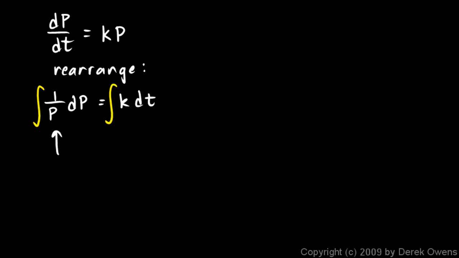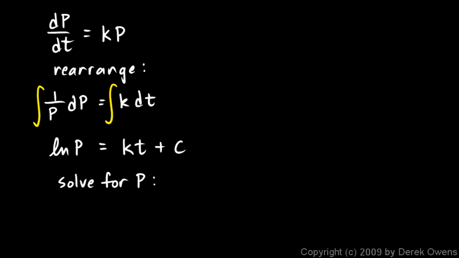So I integrate the left and integrate the right. And the integral of 1 over P dP is just the natural log of P. And on the right side, I have the integral of k dt. That's just going to be kt plus C. Now remember, I'm trying to solve for P here. So to solve for P, I need to exponentiate with base e to get rid of this natural log. So I exponentiate both sides with the base e, and the left is just e to the power of ln P, and on the right it's e to the kt plus C. All of that is now up in the exponent position.